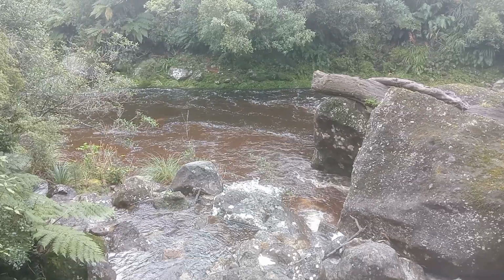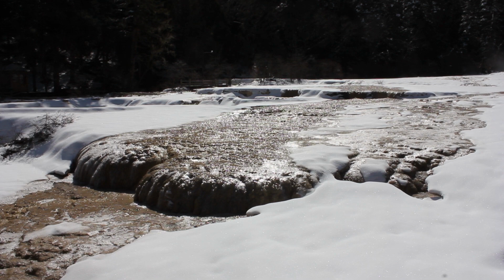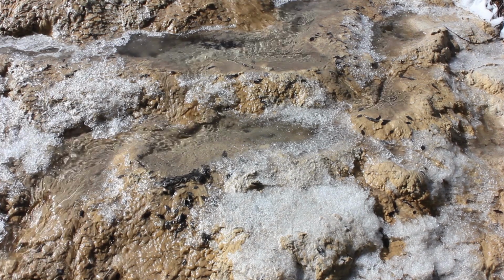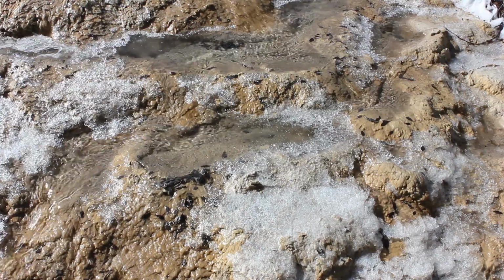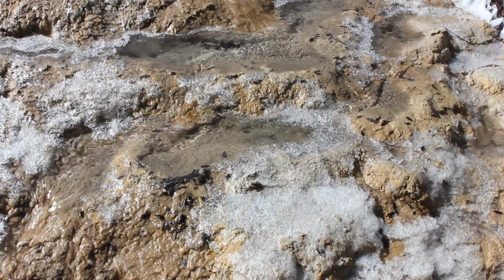Rainfall enters rivers far more quickly than snow does, which takes some time to melt before entering the streams and rivers. Therefore, the lag time is likely to be greater if the precipitation is snow rather than rain. However, when there is a rapid melting of snow, as can happen at the end of winter, the peak discharge can be higher.